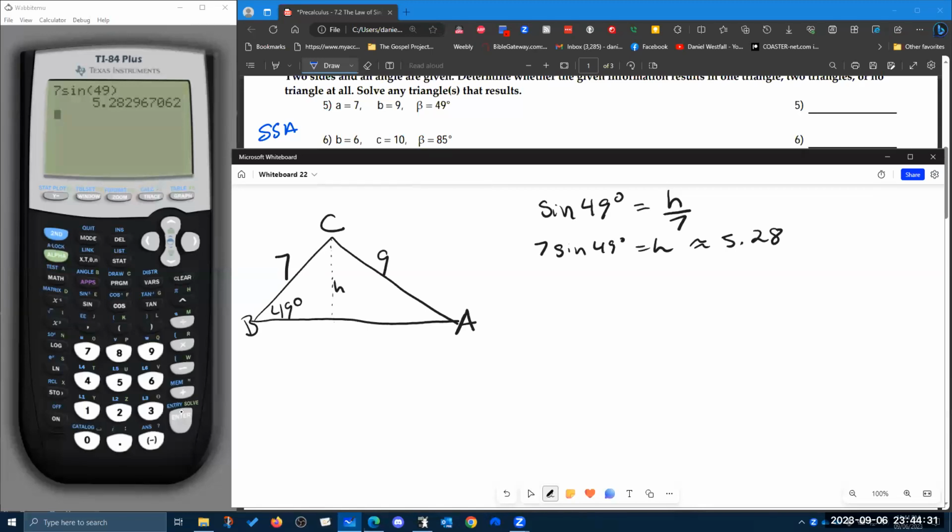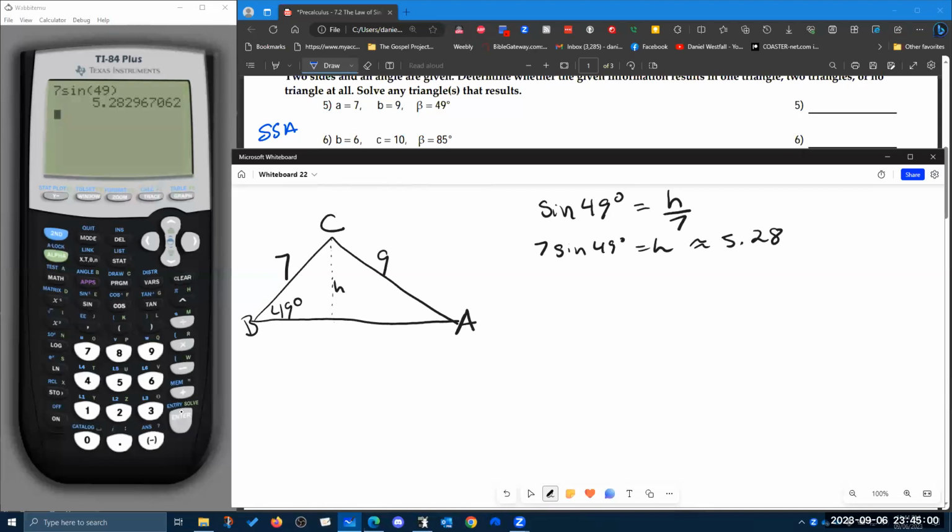This height is smaller than this base, and smaller than this side here. So we should have only one triangle, but let's go ahead and prove that.